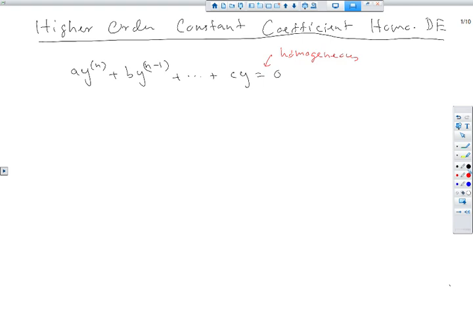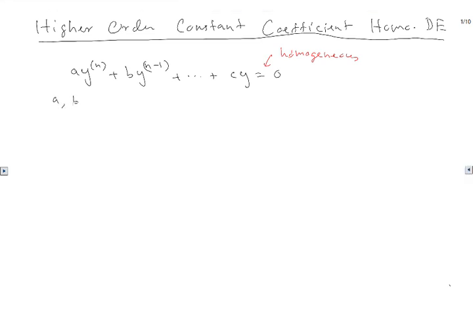So there are a few important results that you need to focus on. And then we assume that a, b, and all the coefficients are constants. So that's the important part. That's why we call it the constant coefficient equation.